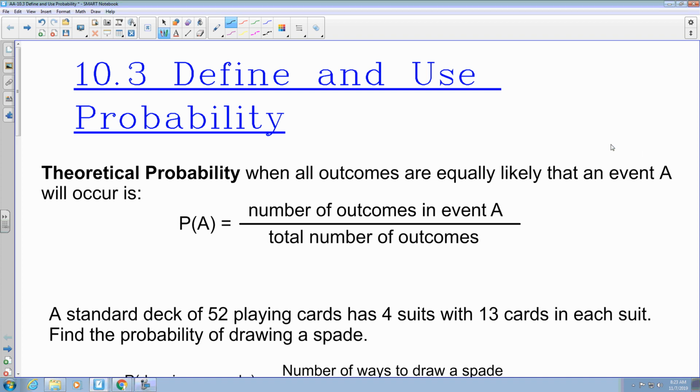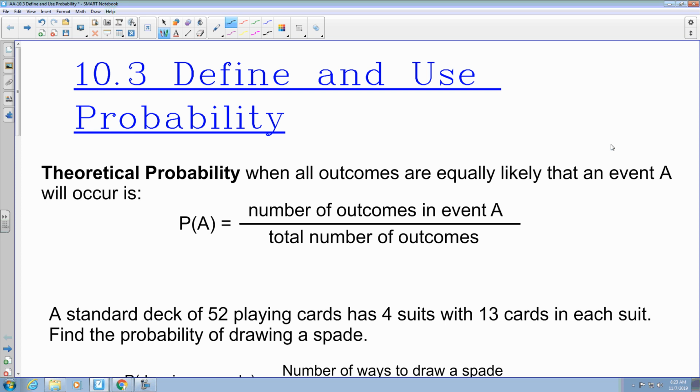All right, we're in section 10.3 where we're going to define and use probability. In this section, we are actually going to look at two different types of probability. The first one is theoretical probability.